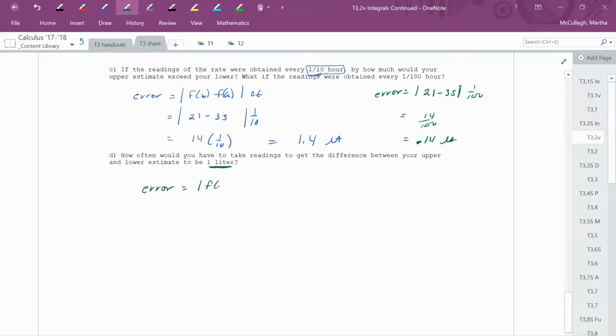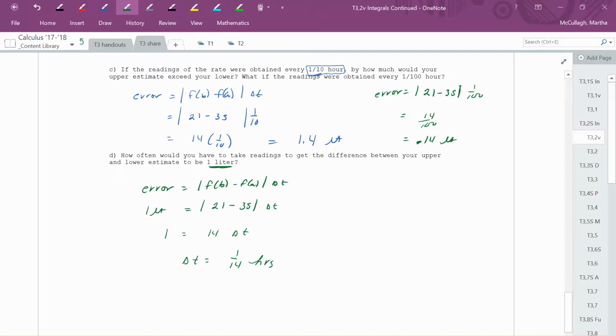I'm still going to be using my F at B minus F at A and my delta T times delta T. I want my error to be 1 liter. So my F at B is still that 21. My F at A is still the 35. This is the rate at the end. This is the rate at the beginning in absolute values. But I need to find my delta T. So 1 equals 14 delta T. Delta T equals 1 over 14 hours.